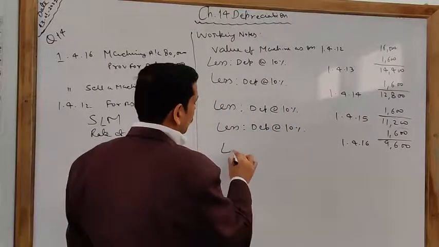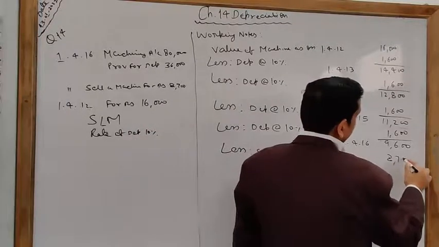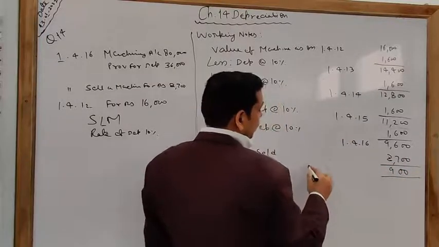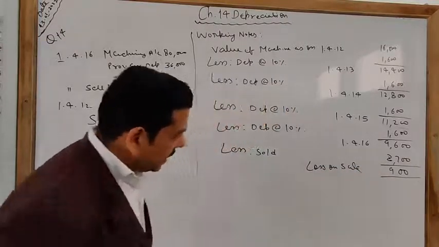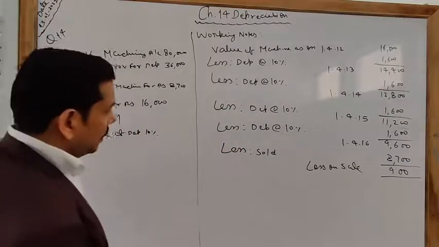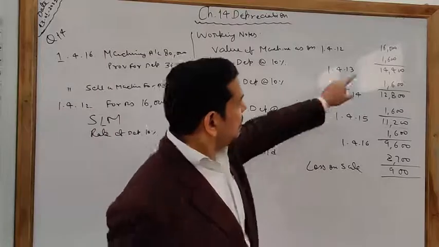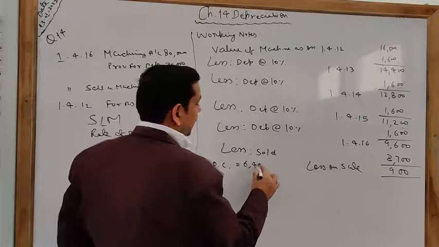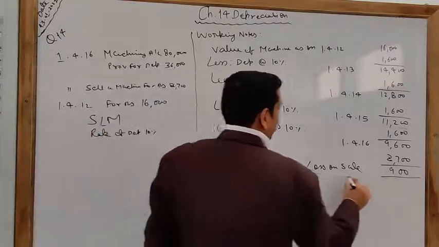Here it has been sold. So less sold for 8,700. So 8,700 is cash received and 900 is the loss occurred on sale. So loss on sale is 900 and cash received is 8,700. See the amount of total depreciation charge, that is TDC, is 1, 2, 3, 4 years, total depreciation charge is 6,400. That comes under your PFD, provision for depreciation. Clear?